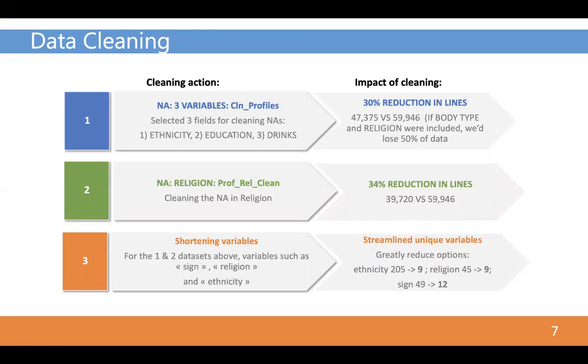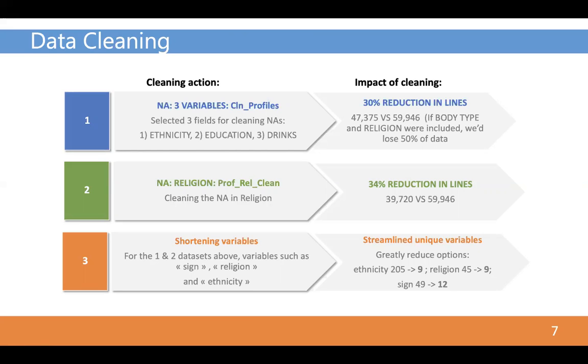So we chose an approach where we clean the data in two different sets. So one set is taking out the lines that did not have NAs or missing values for ethnicity, education, and drinks. The other one, we took out the lines that had NA for religion. The reason we did not combine these two is because by doing two data sets, we only reduced about 30 to 35% of lines for each of these data sets, whereas if we would have combined, we would have lost more than half of the data. So we did not want to choose that approach.